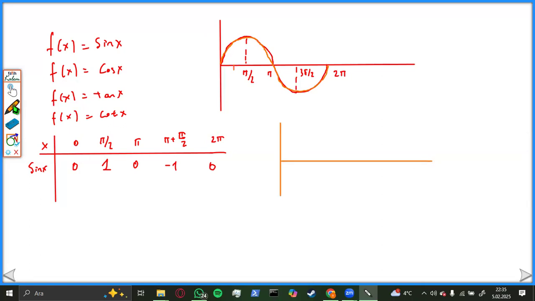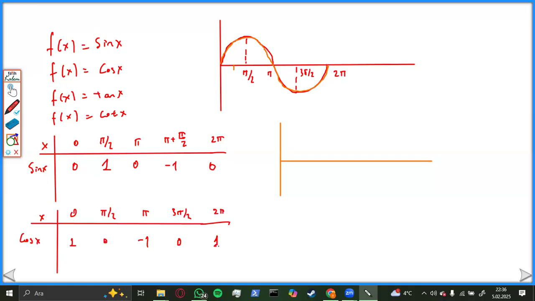Same as sine, assume that right now this is cosine. By using the same graph method, look at x and cosine x values. Let's start with 0 degrees. If x is 0, as you know, the value of cosine is 1. For pi over 2, it is 0. For pi, it is minus 1. For 3 pi over 2, it is 0 again. And finally, to complete one period, it is 1.